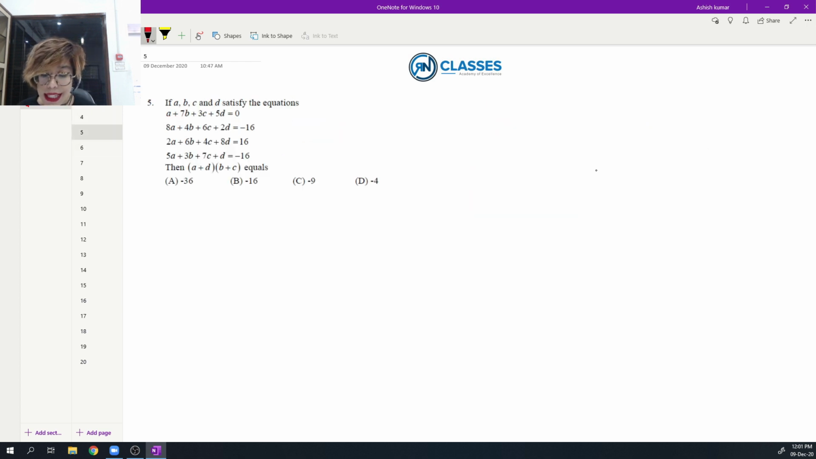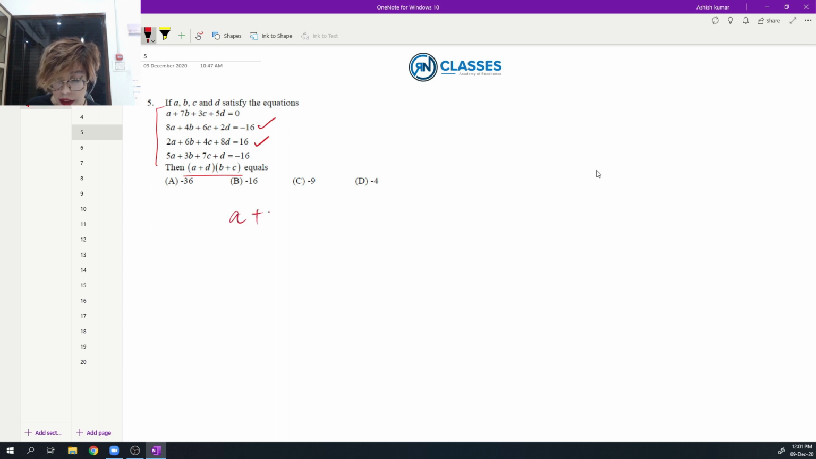Now, A, B, C, D satisfy the equations, then A plus D into B plus C equals. Right. So I have 4 equations, so let's see what we can do. 4 equations hai, yes, there is a Gaussian elimination method, or maybe we can use just observation. Now, यहाँ पे minus 16 है, यहाँ पे 16 है. No, but before that, हम 2 का factor cancel out करें. So let's rewrite the equation.